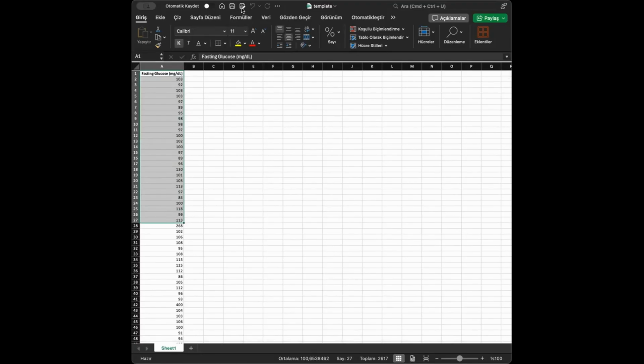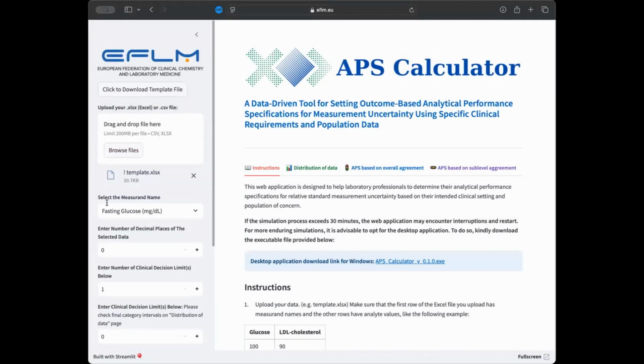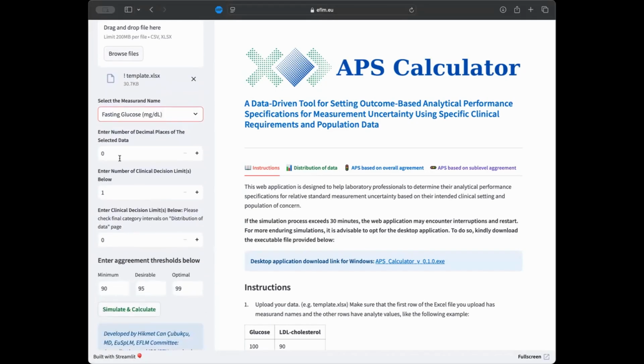And let's upload this data and show the distribution of our uploaded data. Okay. When I upload my data, it helps me to select the measurement name and its data. So in my example, there's only one column and one measurement, fasting glucose. So I select this data. And afterwards, I have to enter the number of decimal places of my data. So in this example, there's fasting plasma glucose with milligram per deciliter unit. There's no decimal places, so I keep it as 0.